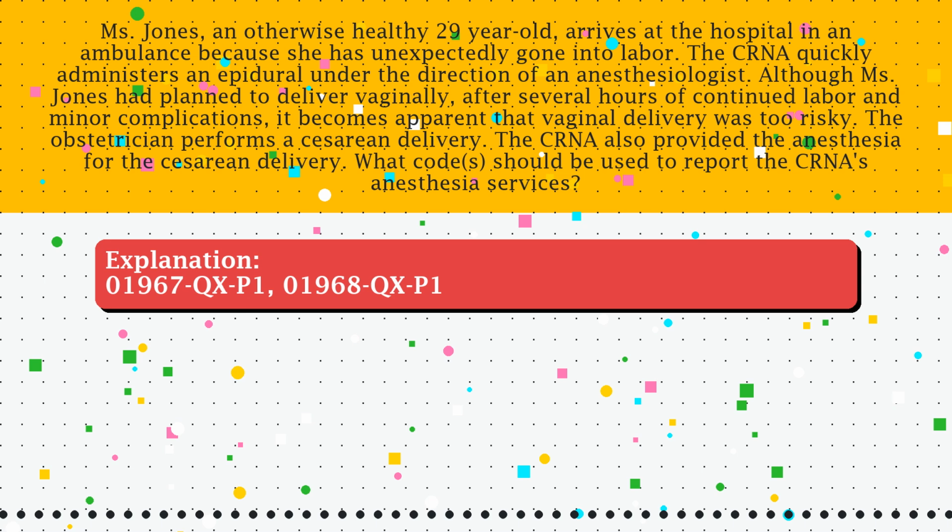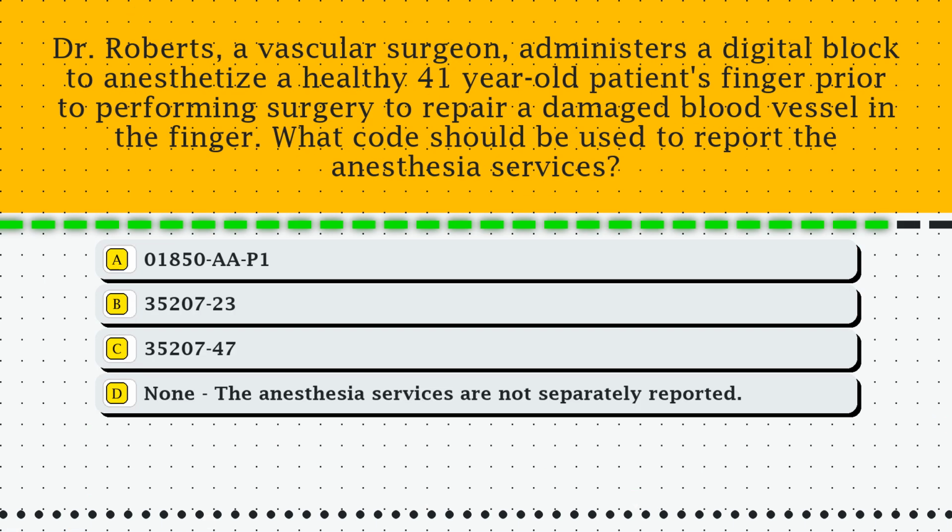Question 110. Dr. Roberts, a vascular surgeon, administers a digital block to anesthetize a healthy 41-year-old patient's finger prior to performing surgery to repair a damaged blood vessel in the finger. What code should be used to report the anesthesia services?